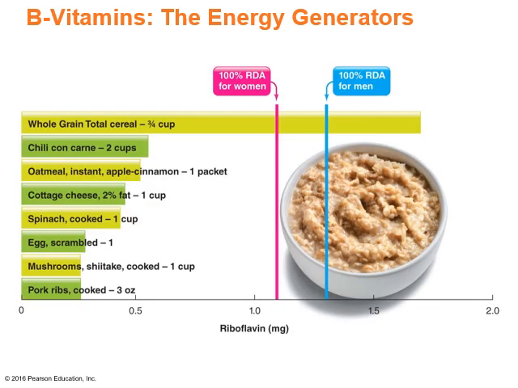And here you go, some sources for B2. Right, whole grain total cereal seems like that's a pretty good source for your B vitamins. Chili con carne on the list as well. Look, you got some shiitake mushrooms. All good places to get some riboflavin.